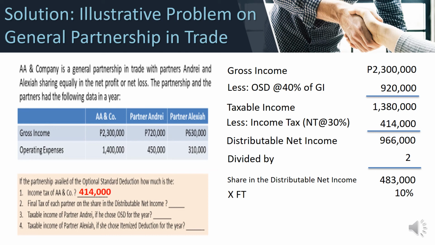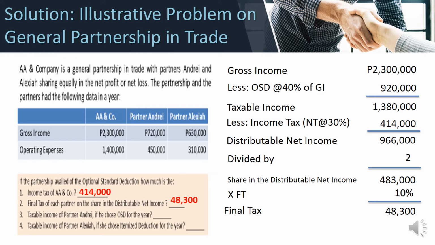So, masasubject siya sa 10% final tax. Kailangan magbayad yung share niya ng 10% na final tax. So, ang babayaran ng mga partners dun sa share nila sa distributable net income will be 48,300. That is 483,000 times 10%. So, our answer for number 2 will be 48,300.